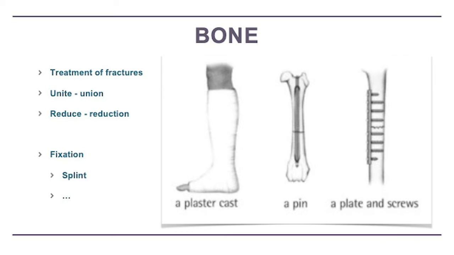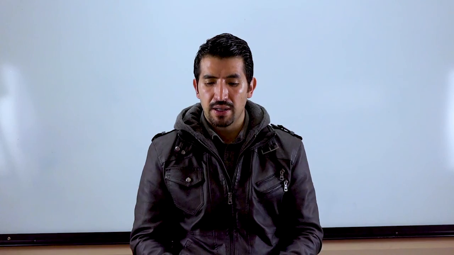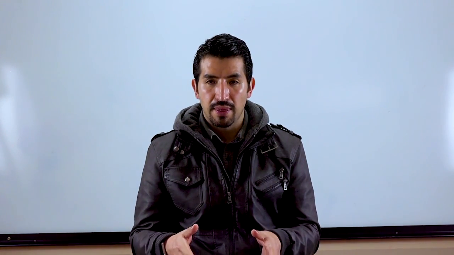A pin, as you can see here, is a piece of metal that goes inside the bone. And the other way in which you can fix a bone is a plate and screws. A plate is a stiff piece of metal, and the screws are the little pieces of metal that doctors use to fix the plate and the bone together. These two last devices are inserted in the body, and they won't be removed for a long time.